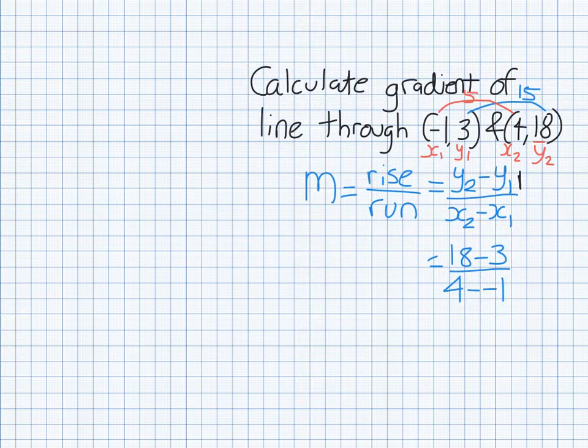And that's what the gradient is. 15 over 5, which is 3. So the gradient of this line is 3. That means each time the x value increases by 1, the y value increases by 3. If we were to graph the line, you'd have a point. Each time you go across 1, you go up 3. Across 1, up 3. So the line would look a bit like that, okay? So that's what the gradient is, a measure of the slope of the line. We can calculate it with or without a picture.